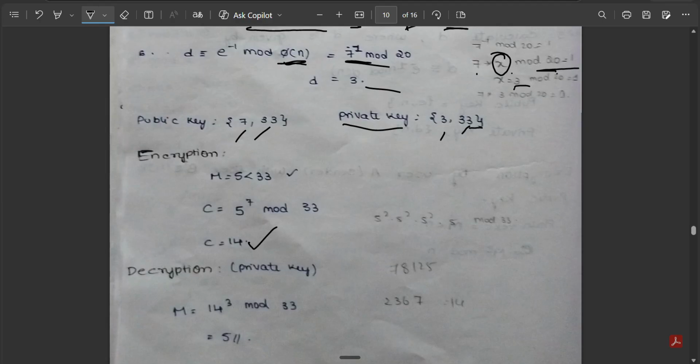Then you have to decrypt. For decryption, what is the formula? M is equal to C power d mod 33. So what is the value of C? 14 power d, where the d value is 3, mod 33.